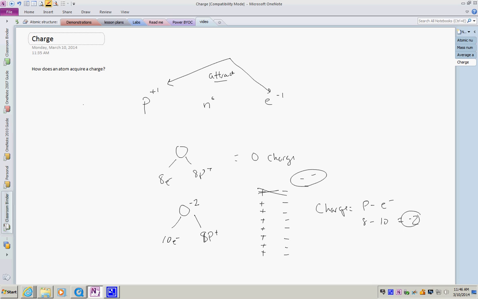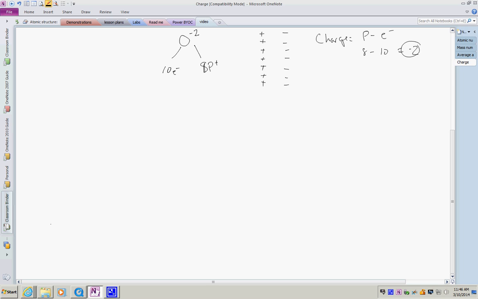How does an atom acquire charge? Now this is getting a little more complicated, but it is definitely something you should be aware of. If I have an oxygen atom and it goes to an O negative 2 charge, in this case this one has 8 protons and 8 electrons. This one here has 8 protons and 10 electrons. So this one gained 2 electrons in this process.